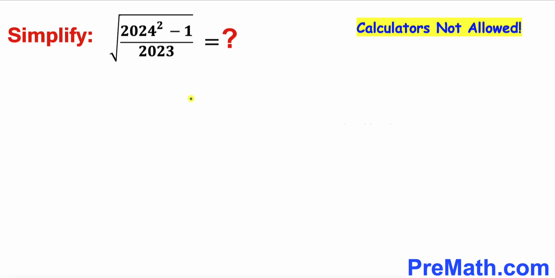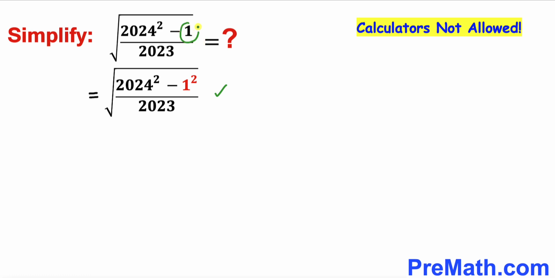And here's our very first step. Let's focus on this radicand inside this square root, and we are going to tweak this 1. This 1 could be written as 1 squared. It doesn't make any difference whatsoever. As you can see in this next step, I have replaced this 1 by 1 squared over here.